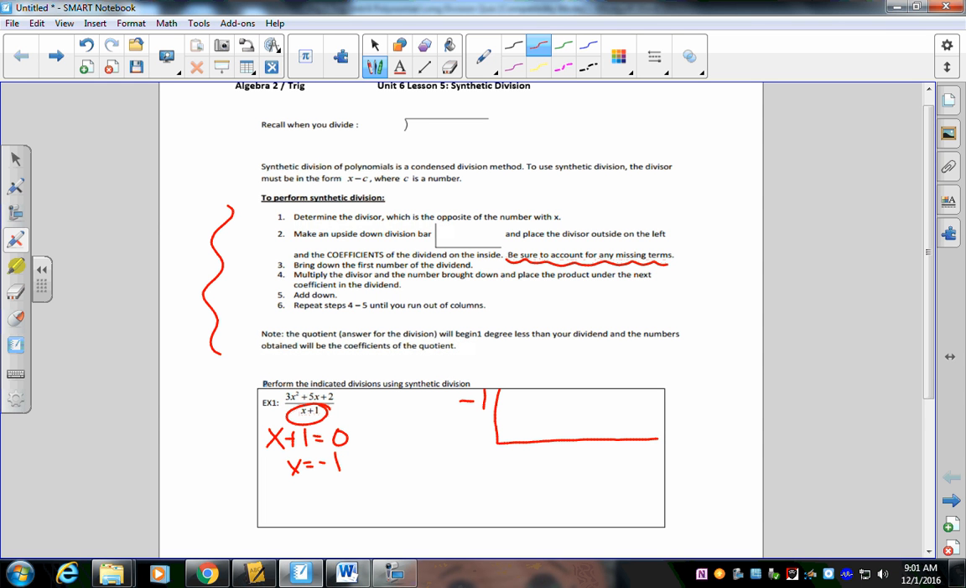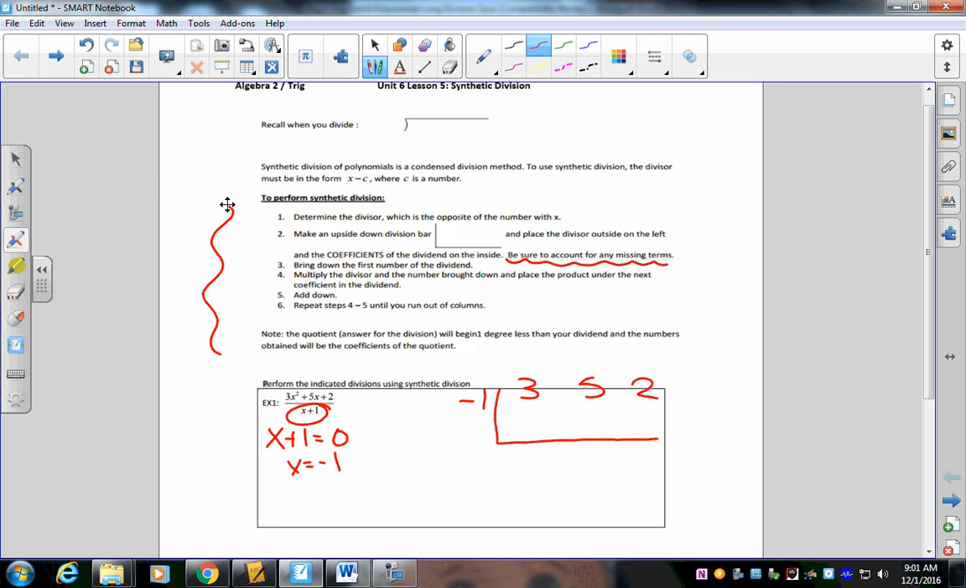And then inside the box or the bar, or whatever we want to call it, we're going to put the coefficients of the polynomial. So I'm going to put 3, 5, and 2. And here's where you would have to account for any missing terms. So since I have an x squared, an x, and a constant, I'm good. Nothing is missing. Okay, so now it's set up, so now I'm just going to go through the process.